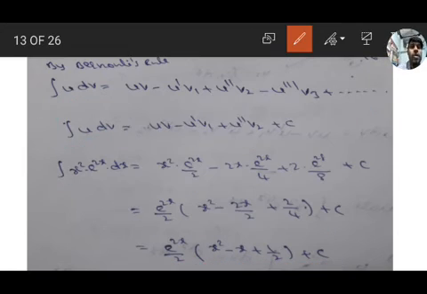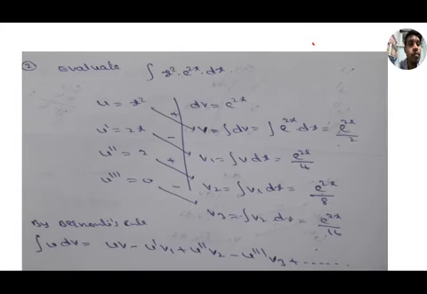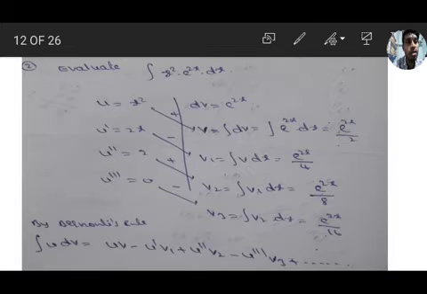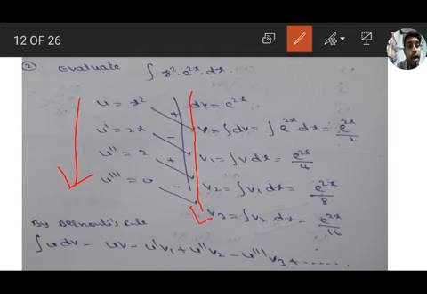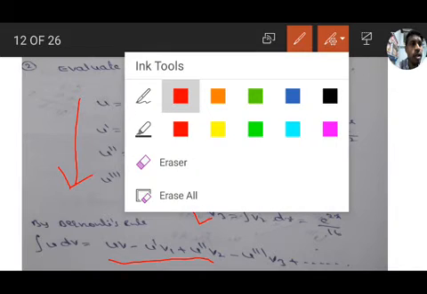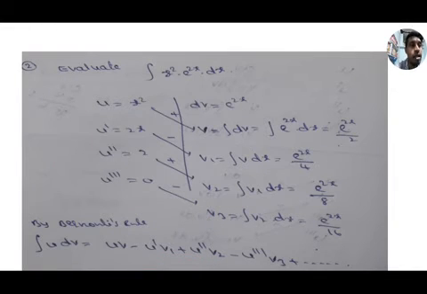So here we need to take u as the one function whose derivative becomes 0 at some stage; that is u, and the remaining function is dv. Then take the successive derivatives u dash, u double dash, and for dv, the second function, take its successive integrations, and substitute in the formula to get the answer. Okay, let us move to the next problem.